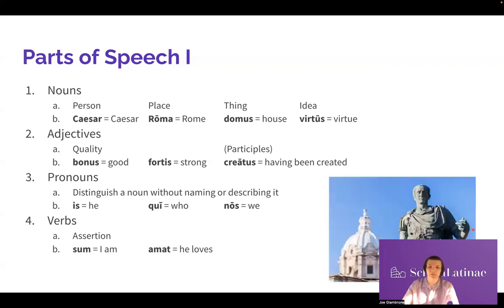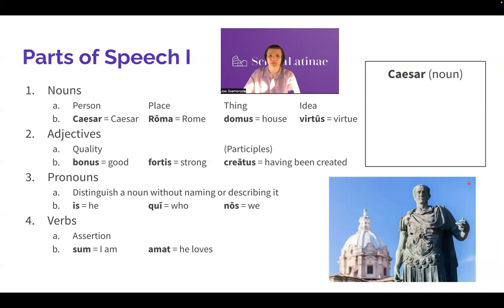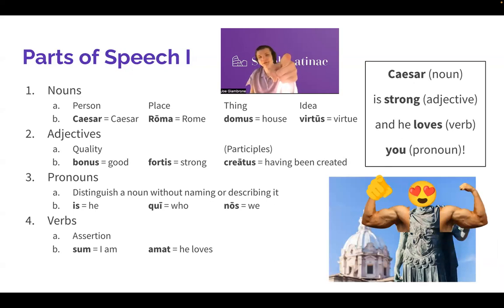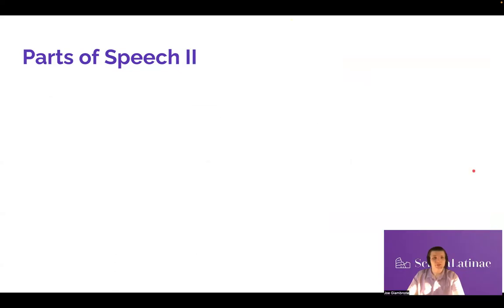So I have a little graphic to show you. Here we have Caesar. Caesar is a noun, of course, right? Oh, look at this. Caesar is strong. It's quite the adjective there. And he loves, look at that verb, you. Caesar is strong and he loves you. Those are our first four parts of speech.